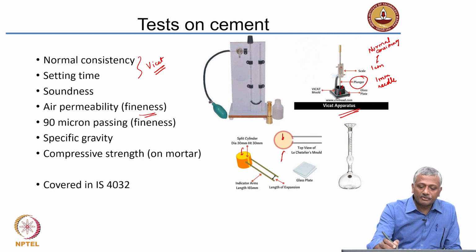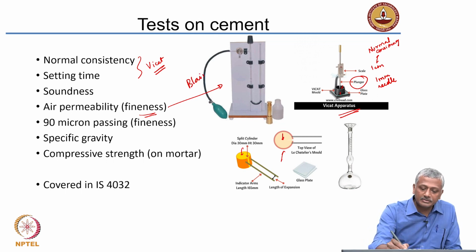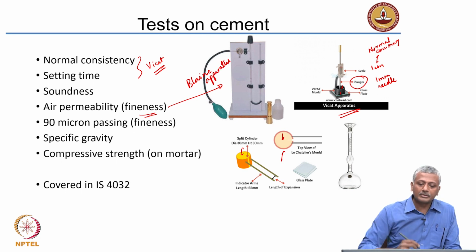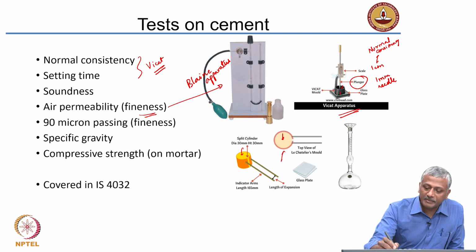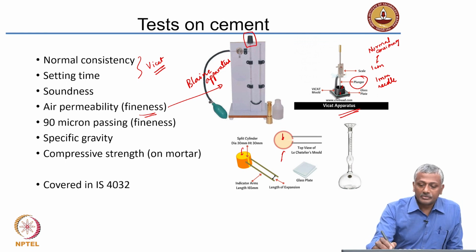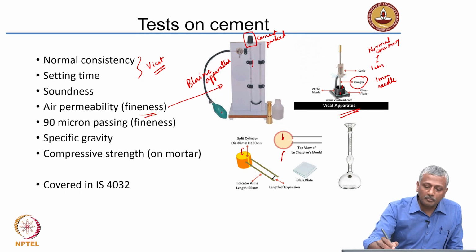Fineness is measured in terms of air permeability test. So this is the air permeability instrument, which is also called the Blaine apparatus. Here what we do is we pack the cement into a bed, and what we are simply trying to do is, by application of pressure, make air pass through the cement bed.